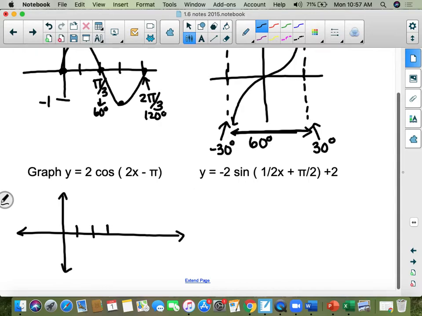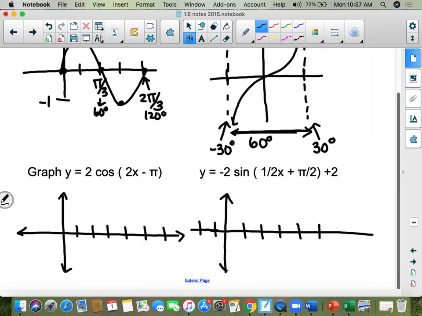1, 2, 3, 4, 5, 6. We're going to put a bunch of them, and we are going to do the same thing. 1, 2, 3, 4, 5, and we're going to put some over here too for this one. Okay, so the first thing you're going to do, it's been a while, but you're going to graph this first.